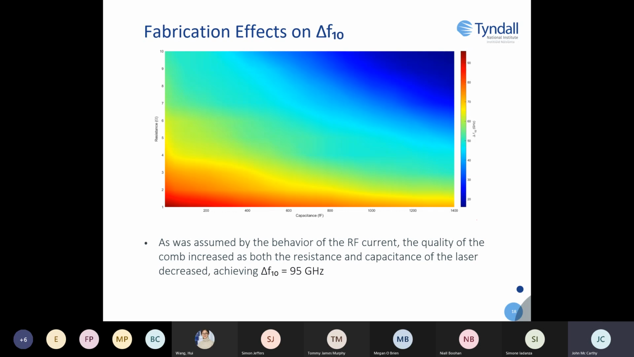So this is another color plot showing how the resistance and capacitance affects the comb itself. The color represents delta F10, with capacitance on the x-axis ranging from 1 femtofarad to 1400 femtofarads, and resistance on the y-axis ranging from 1 ohm to 10 ohms. Based off the results attained from the current plots, we would have expected the quality of the combs to improve as we reduce the resistance and capacitance, and that is effectively what we see here.